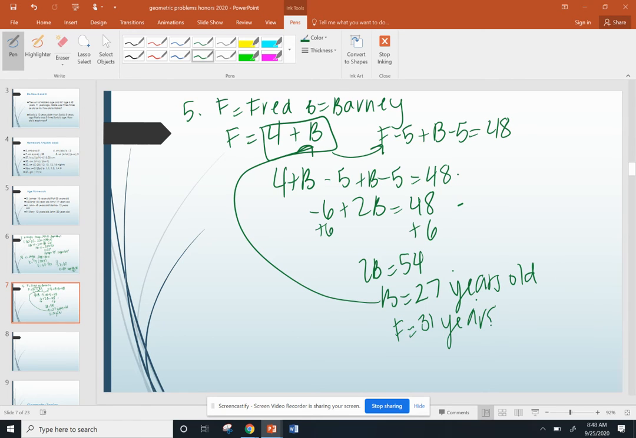And if we want to check our answer, we would do 31 minus 5, which is 26. 27 minus 5, which is 22. And when you add 22 plus 26, it has to be 48, which it is. So we have the correct answer. We can box it off so it's very clear. And that's how we would do it.